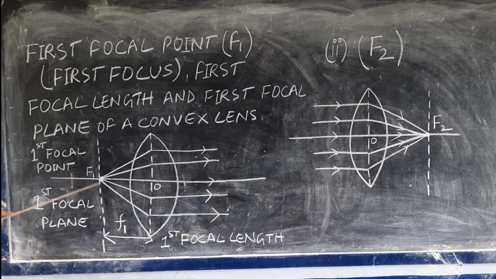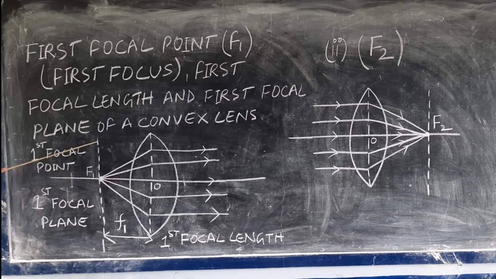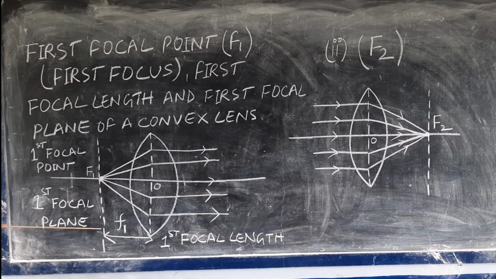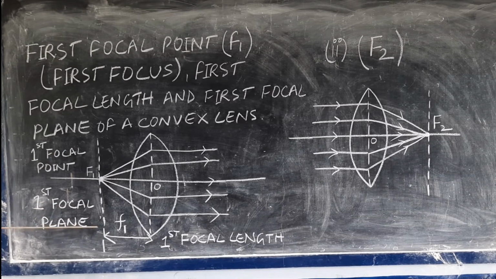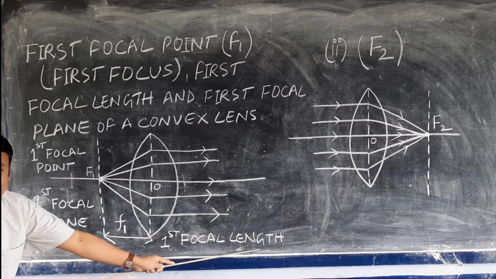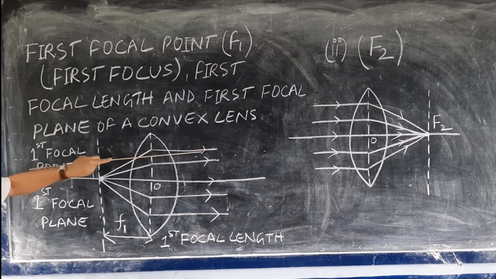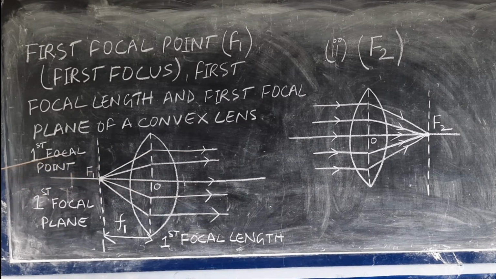Then another term: a plane passing through the focus. The plane passing through the first focal point perpendicular to the principal axis is known as the first focal plane. From O to F1 is considered the first focal length. And the point on the principal axis where the rays of light deviate and, after refraction, travel parallel to the principal axis is known as the first focal point.